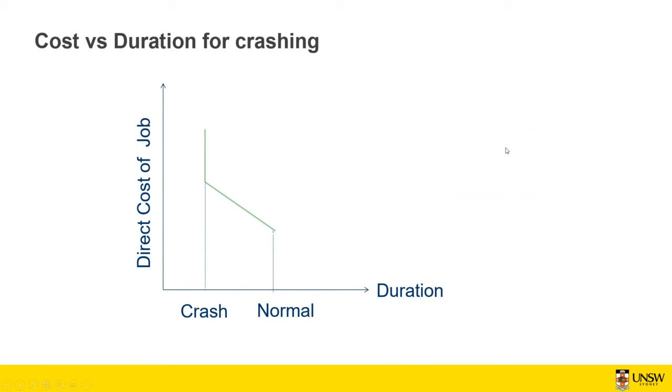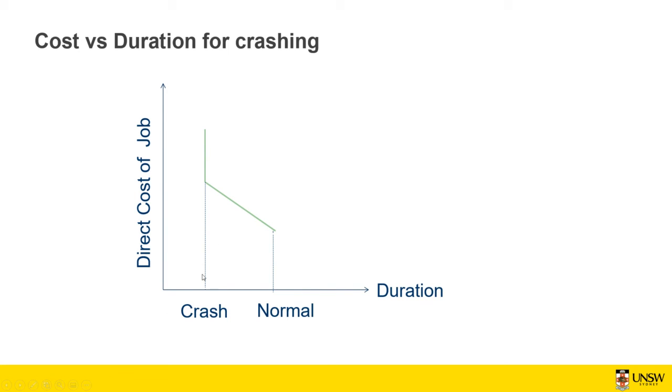Let's move on. This graph shows you the duration versus the direct cost of a job if you want to do it in a normal way or if you want to crash it. You need to read it from right to left. If you do it in a normal way, the cost is going to be lower, but the duration is going to be higher. But if you start to crash it based on the resources that you allocate, the duration can get shorter, but the cost is going to increase.